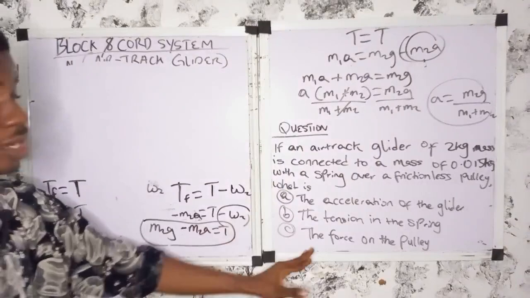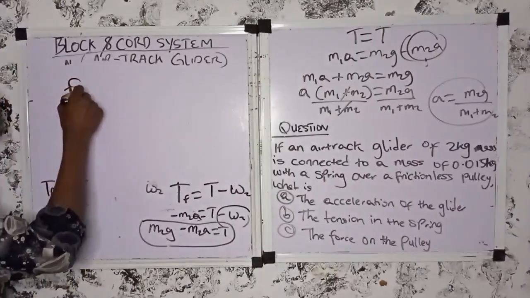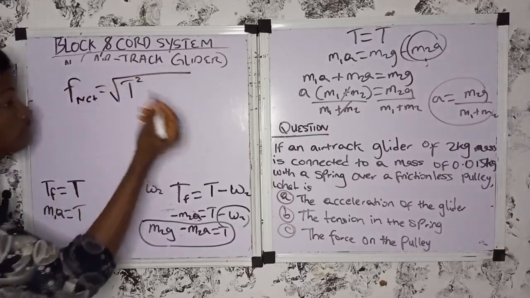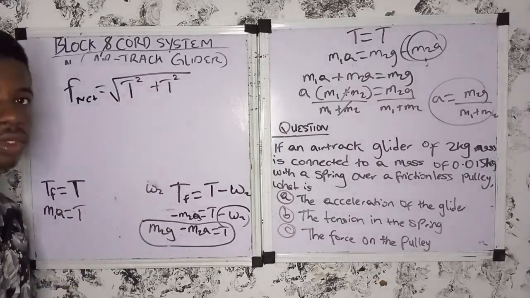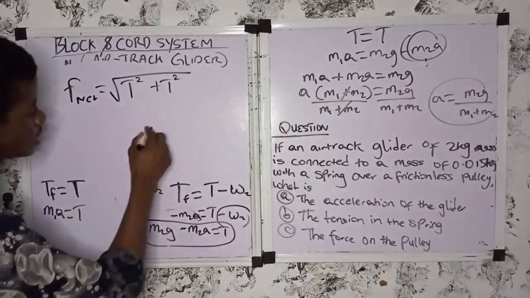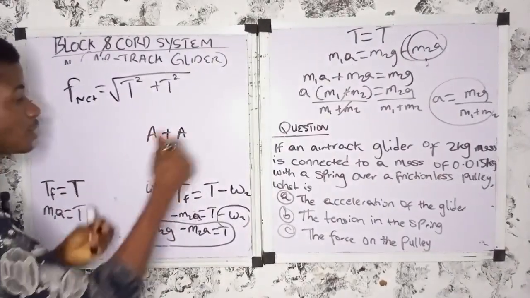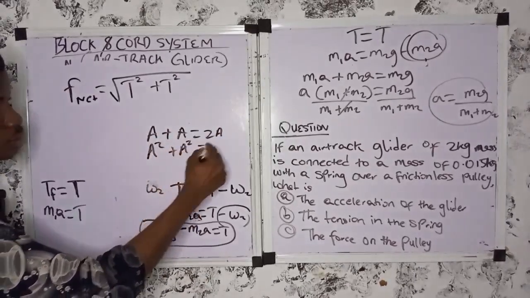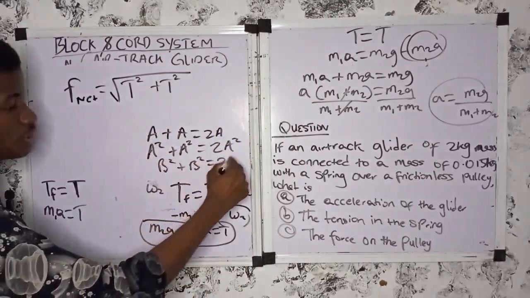The formula to calculate the total force is very easy. Their total force, or net force, is equal to the square root of the square of each of the tensions. Now, T square plus T square equals what? Remember, when you add the same thing, a plus a gives us 2a. A square plus a square gives us 2a square. B square plus b square gives us 2b square.